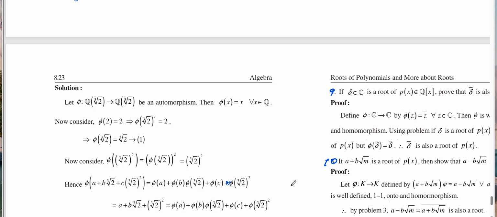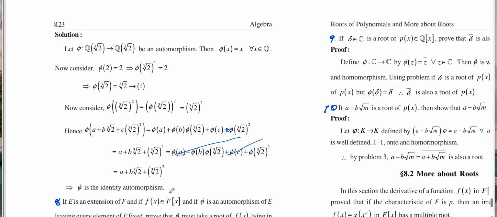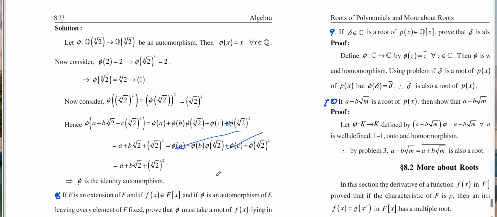So you don't have a different element on the right side. Whatever you have considered, you have got back. So that means phi could only be the identity automorphism.